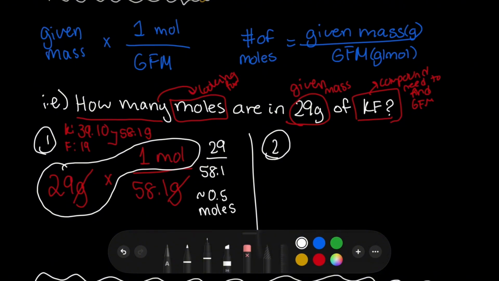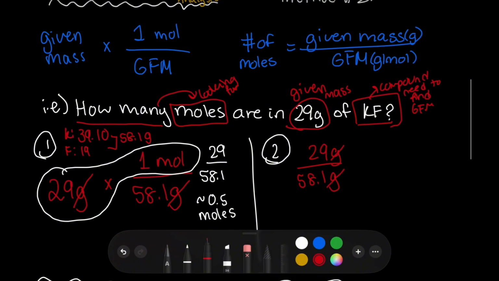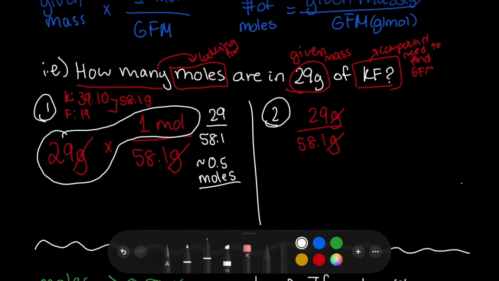Now we can check our work through our other method. So in order to find the number of moles, we need to divide the given mass over the GFM. So once again, our given mass was 29 grams and our GFM was 58.1 grams. So we can cross out the grams on both sides because they cancel each other out, and now we have the same exact format as the first method when we're doing 29 over 58.1. So we would have around 0.5 moles of potassium fluoride.